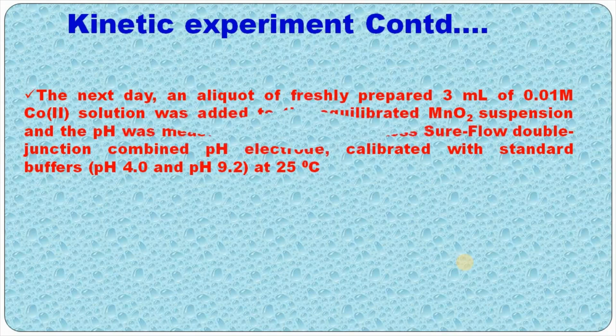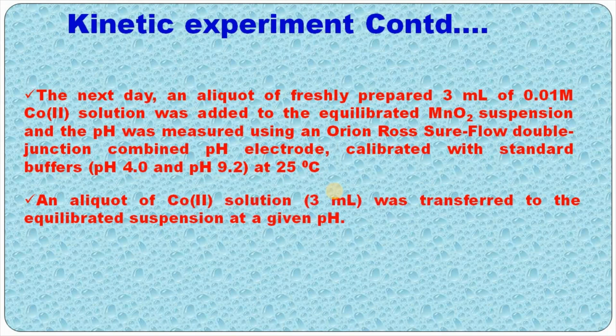Then, on the next day, an aliquot of freshly prepared 3 ml of 0.01 molar cobalt solution was added to the equilibrated manganese dioxide suspension, and the pH was measured using a pH meter which was previously calibrated with standard buffers. Then an aliquot of cobalt solution, usually 3 ml, was transferred to the equilibrated suspension at a given pH.